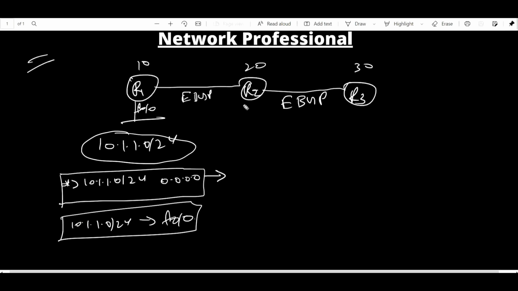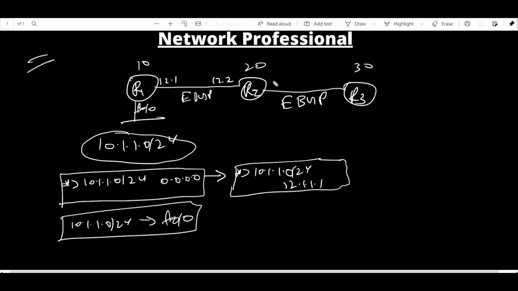Now this router will advertise this prefix to R2, right? Now how will R2 make an entry in their BGP table? Yes, definitely this is valid and best: 10.1.1.0/24, and next hop IP address will be 12.1.1.1. I am running 12.1 over here, 12.2 over here, 23.1 over here and 23.2 over here, right?